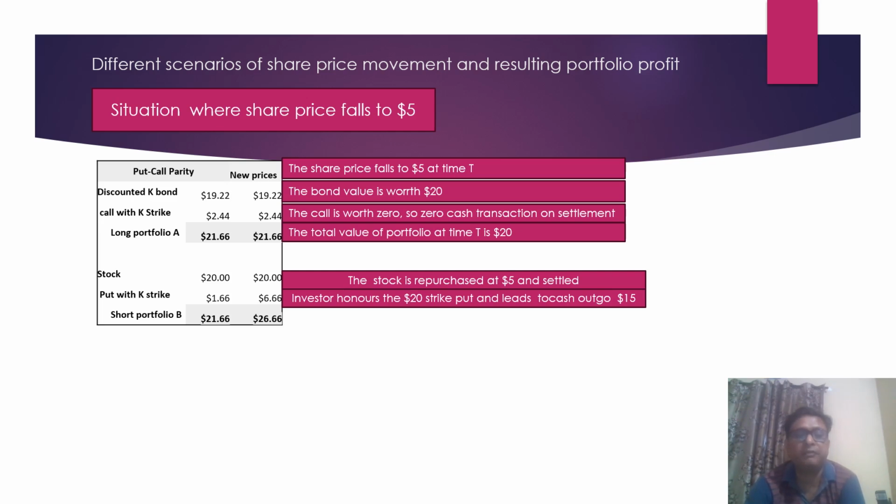Now, since the investor had shorted the put with a strike price of 20, to honor that commitment he needs a cash outgo of $15. Thus his total cash outflow is $20 on the entire position settlement.